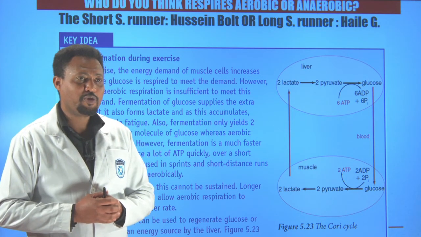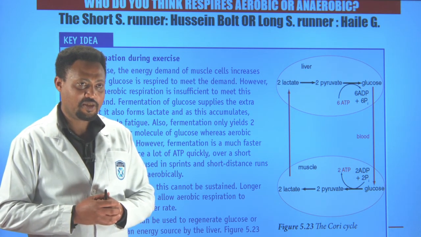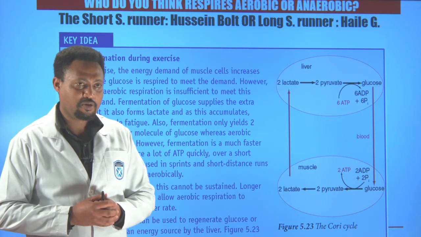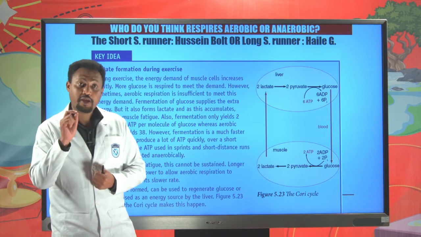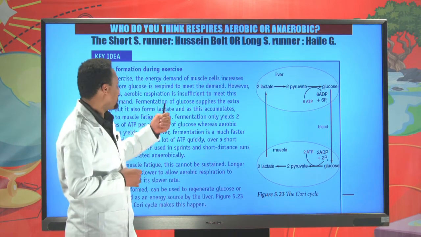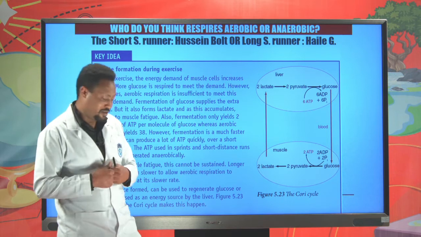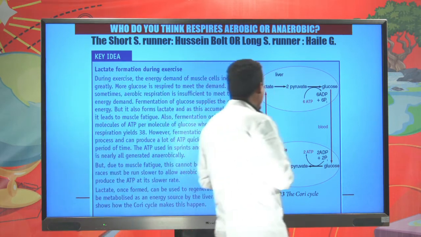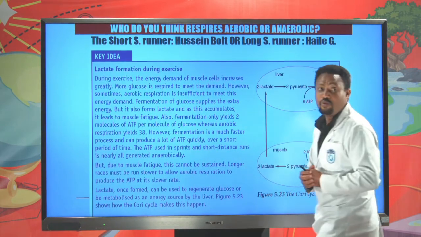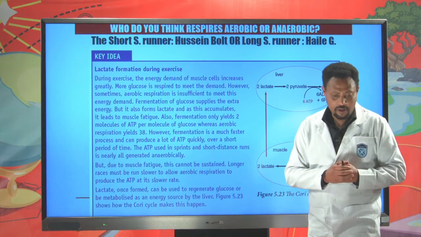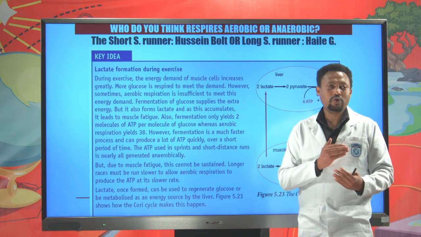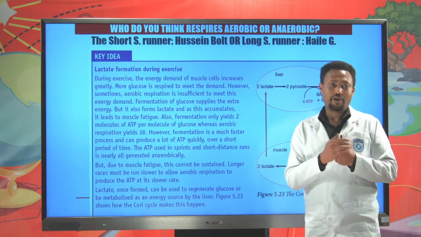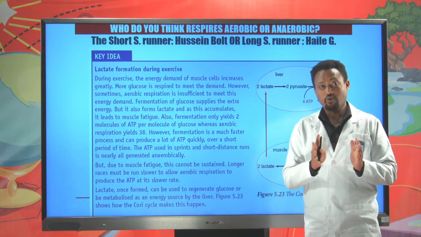I want you to compare 2 very important runners: Usain Bolt, the fastest runner of the world, and Haile Gebrselassie, our legend runner. Which pathway do you think they use while running in the race? Do you think they use the aerobic or anaerobic pathway? I want you to answer those questions by yourself.